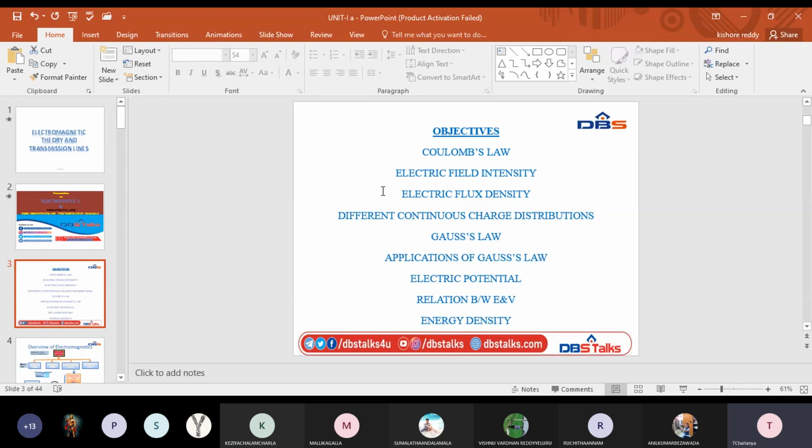So listen. Once again, repeating: in electrostatics we need to cover Coulomb's law, electric field intensity, electric flux density, different continuous charge distributions, Gauss law, applications of Gauss law, electric potential, relation between E and V, energy density. So these are all our first unit syllabus.